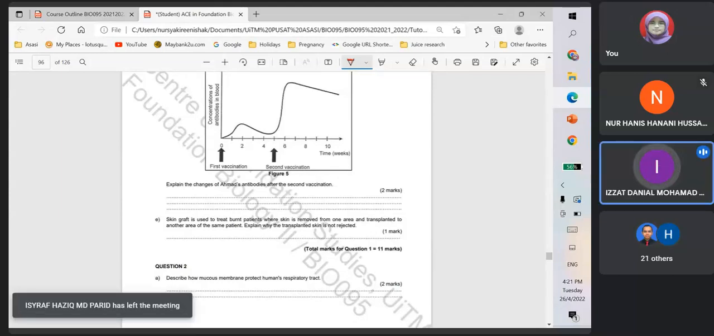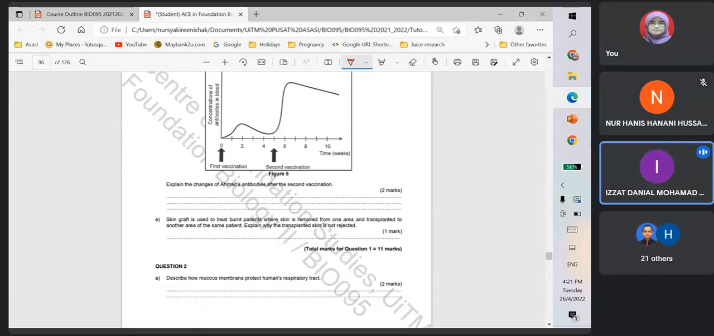Explain the changes of Ahmad's antibodies after the second vaccination. The memory B and T cell recognize the antigen present. Second point, B and T cells will rapidly activate immune response to produce a huge amount of antibody to fight the antigen.